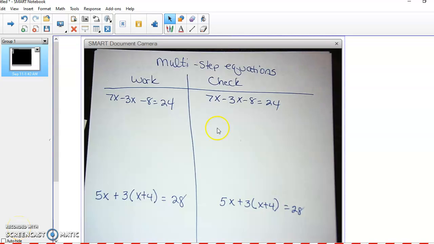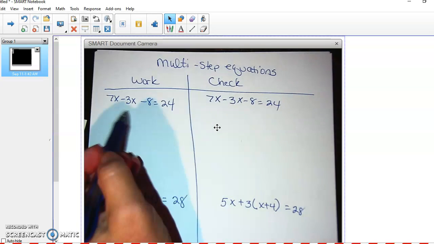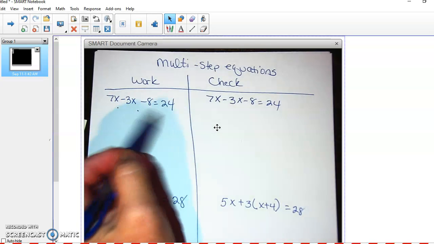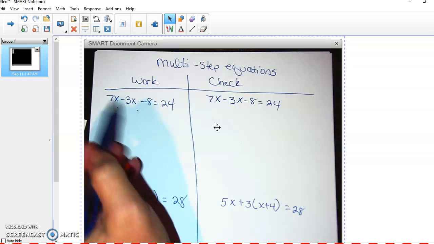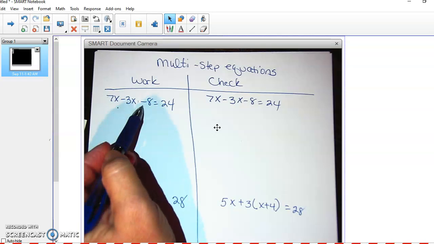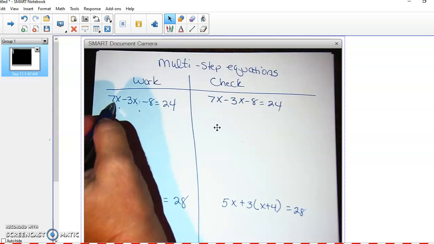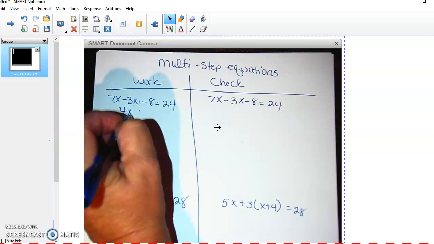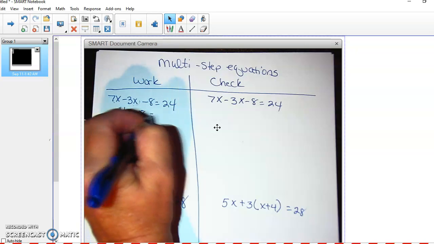Okay, now we're going to work on multi-step equations. On this one here, we have 7x minus 3x minus 8 equals 24. We have to combine like terms first, so we're going to do that. 7x minus 3x is 4x, minus 8 equals 24.